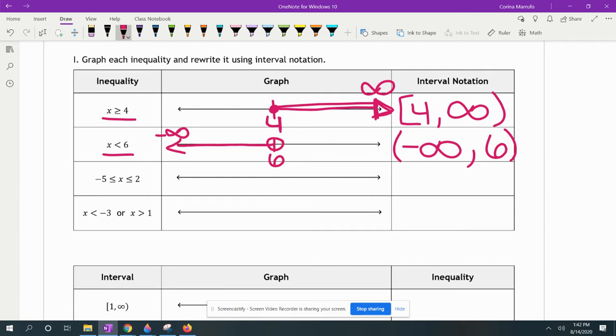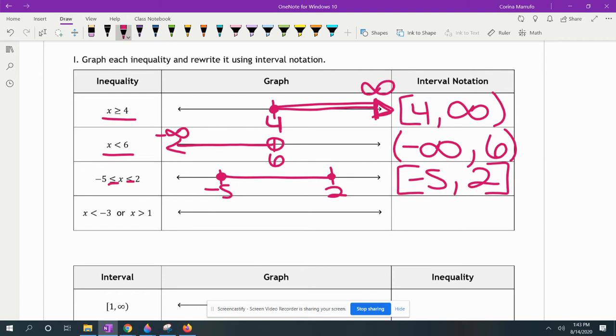This one is saying -5 is less than or equal to x, but x is less than or equal to 2. So we are going to put both numbers. Here is -5, and here is 2. At -5, it does have the equal-to sign, so it'll be a closed circle. It's the same thing for 2. And it's all the space in between. The way that we write this as an interval, we write a bracket because it is bounded at -5, and it also touches at 2, so we use a bracket there as well.